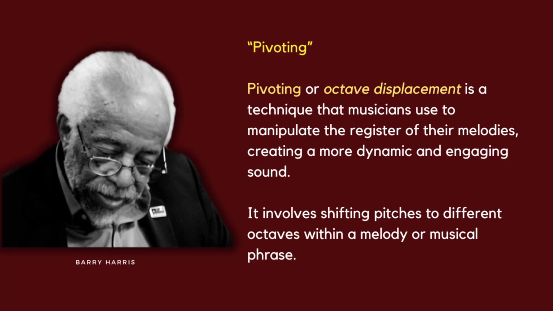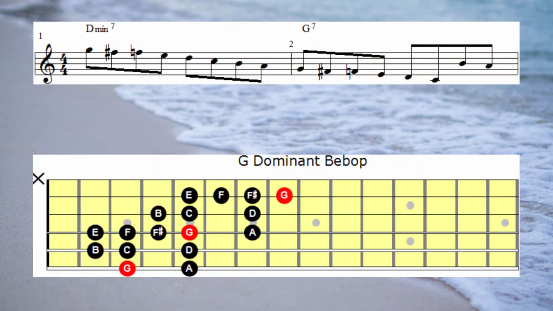The idea is to break the monotony of a straight scale. It's to create a more interesting melodic contour. At any particular point of the scale, you can decide to play that note up or down an octave and then continue your scale run from your new starting point. Let's have a listen.